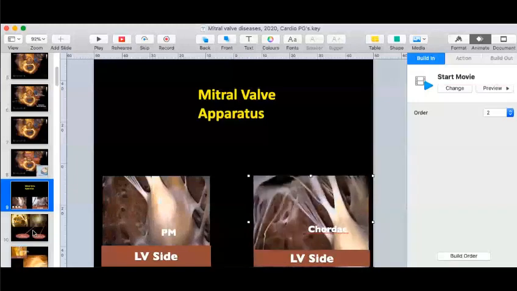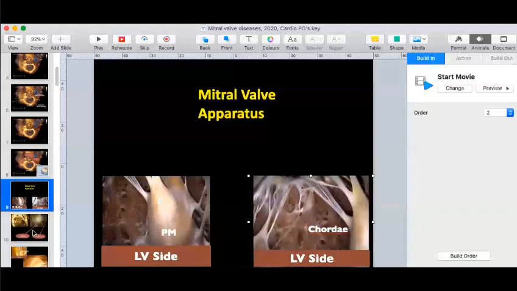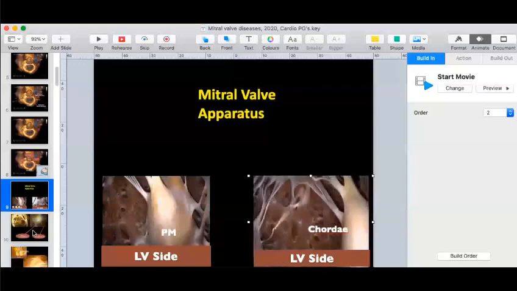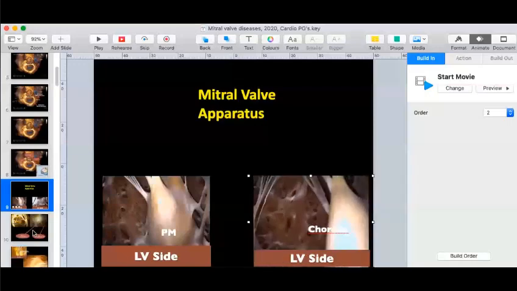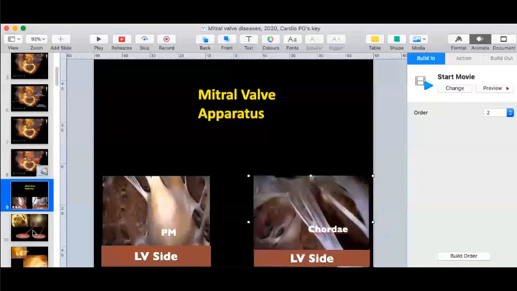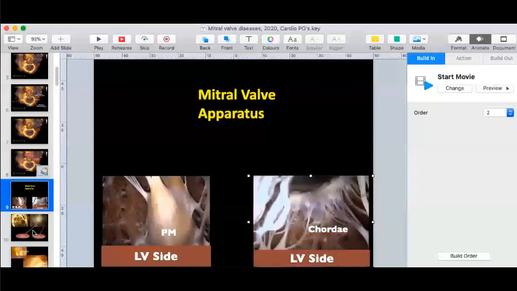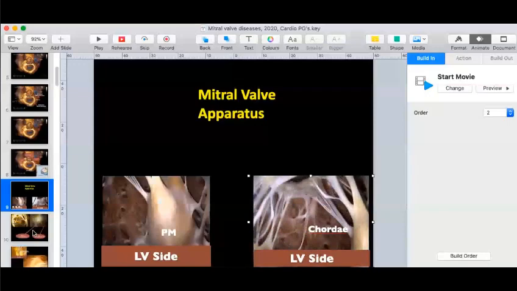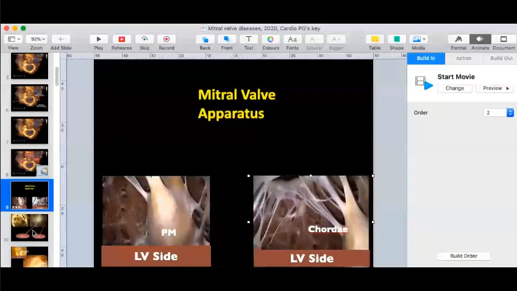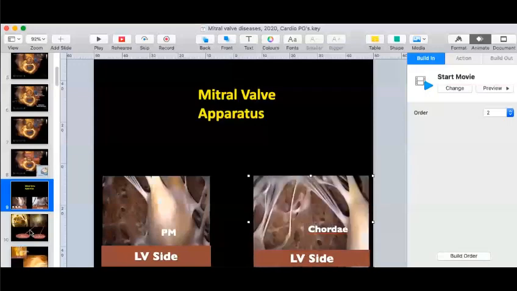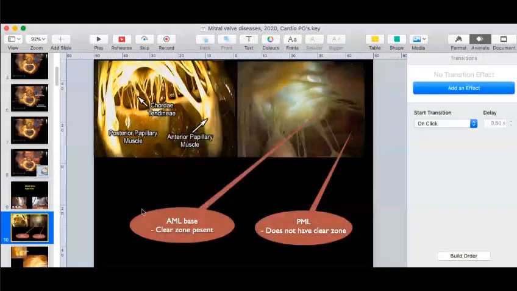First order, primary, secondary. First order, second order. Right. So one is primary, secondary, sir. Correct. And tertiary. Correct. So you can have the primary, you have the secondary, or the basal chordae. So let us have a closer look at these chordae here.